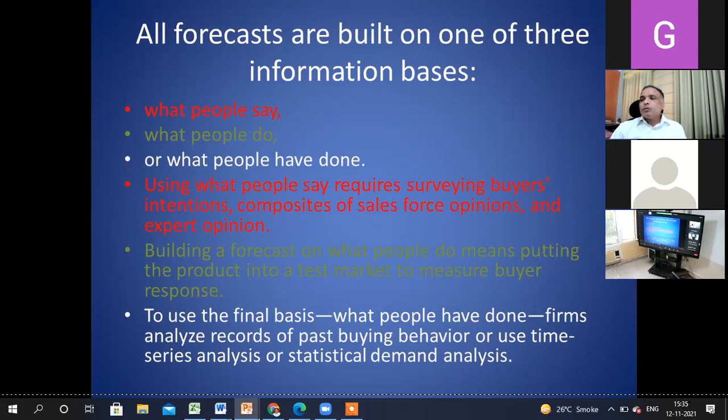So on the one side, what people are talking about, what experts are talking about, what your sales force is talking about, that is the first base. Second, you go to the public and tell them, this is the product. You can see this product, you can taste this product. Now tell us, would you like to buy this product? That is the second one. So this is testing a product in the market and seeing the buyer response. Third, very important. So we have these three bases. On the basis of these three, we actually forecast.